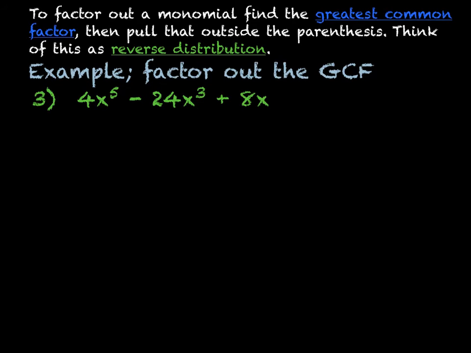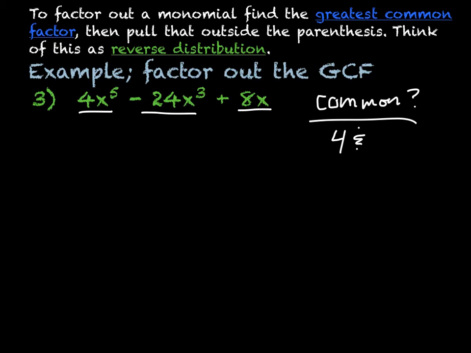To factor out a monomial, we need to find the greatest common factor and then pull that outside the parentheses. We can think of this as reverse distribution. So the first thing we want to look for is what do all of these parts have in common? I can divide everything by 4, because 4 divided by 4 is an integer, 24 divided by 4 is an integer, and 8 divided by 4 is an integer. So I can divide by 4.